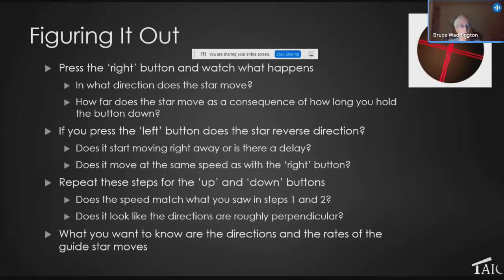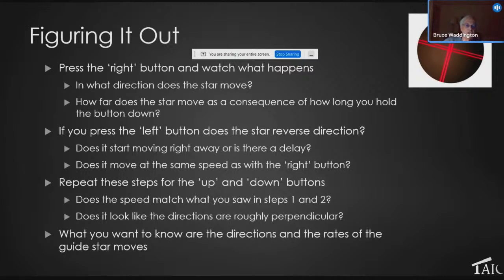And of course, the goal here ultimately is that when they're taking pictures, you want to keep the guide star exactly in the center. So boiling it all down, there were really only two things you had to figure out. One was, what direction does the guide star move in when you choose a direction? And how far does it move based on how long you hold the button down? So sure enough, after about 5 minutes or so, you've got a nice feel for it.